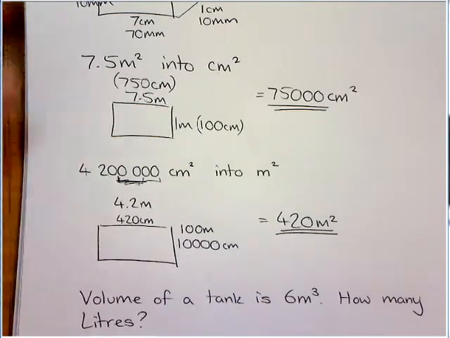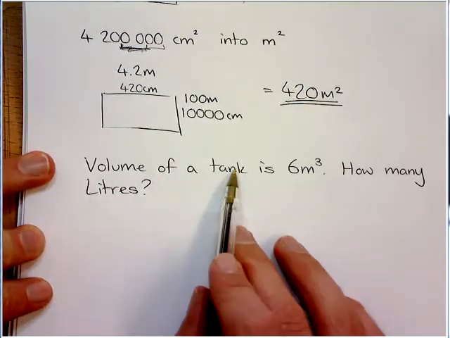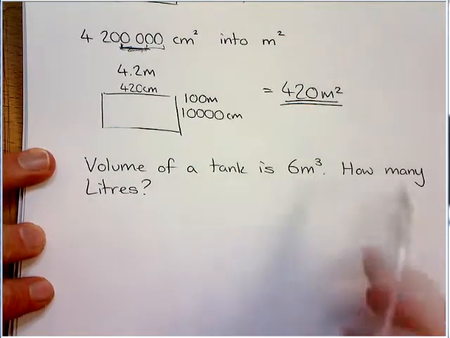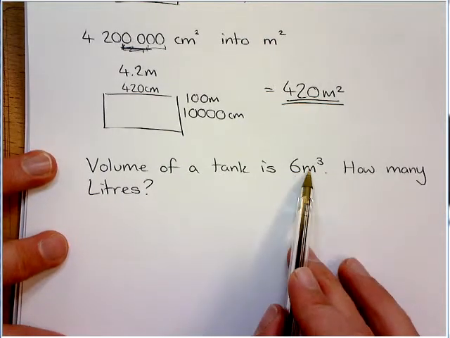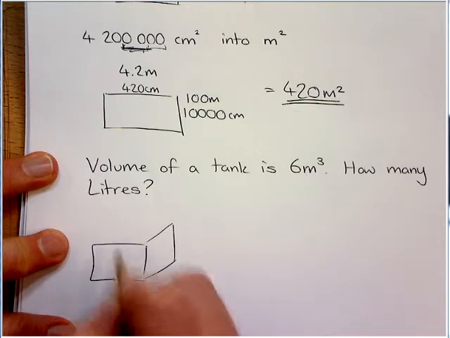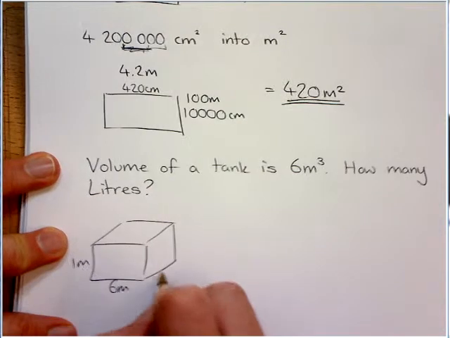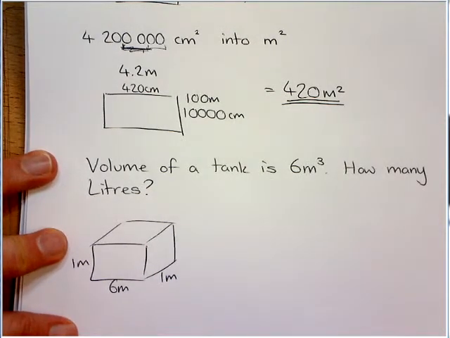Now they can make it a bit wordy, so if it's wordy, just draw a picture just like before. There's a tank that holds 6 meters cubed of water. If you draw anything that's not a cuboid, then you're going to make this harder. So let's say it's 6 meters by 1 meter by 1 meter. That will hold 6 cubic meters of water.